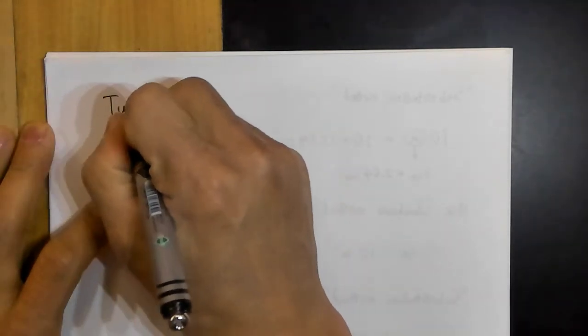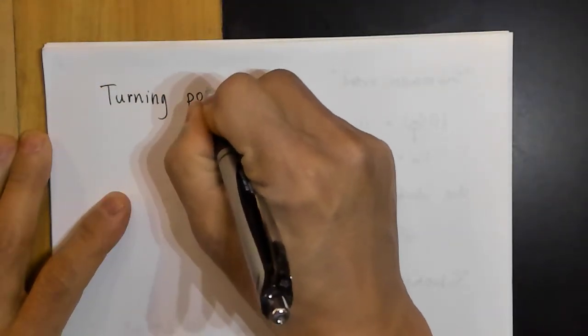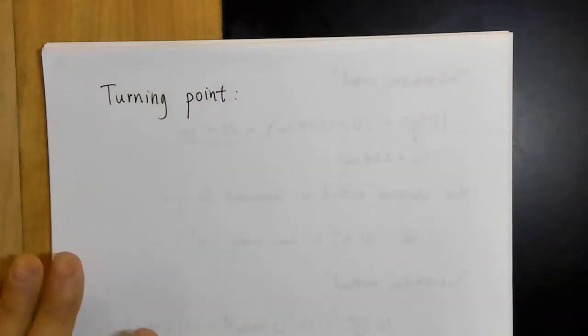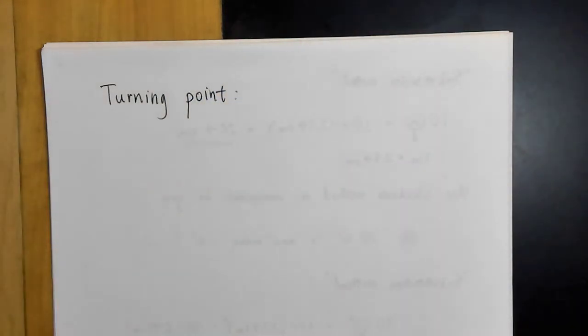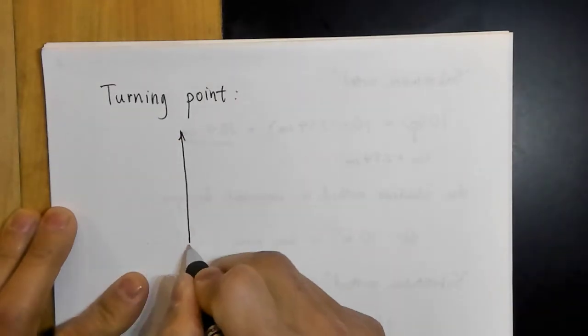All right, so first thing I want to cover is the notion of a turning point. It's basically where something turns around. So if we have, let me make a plot of position versus time.